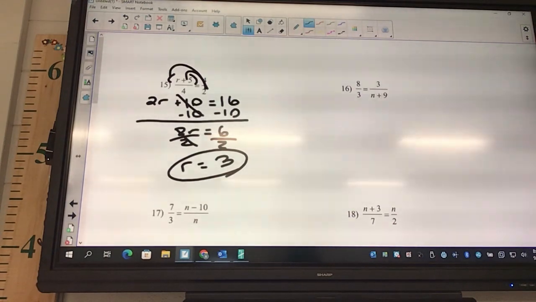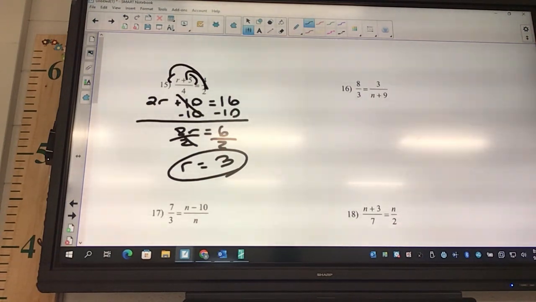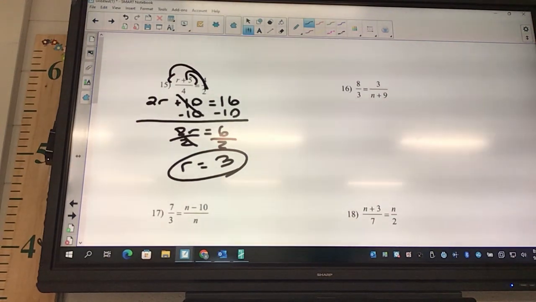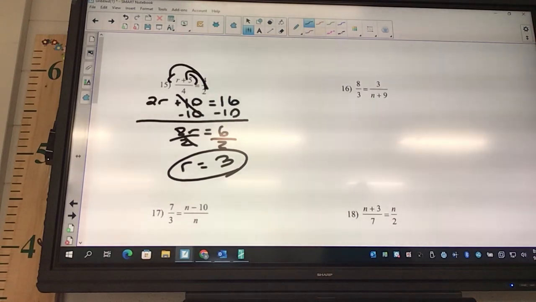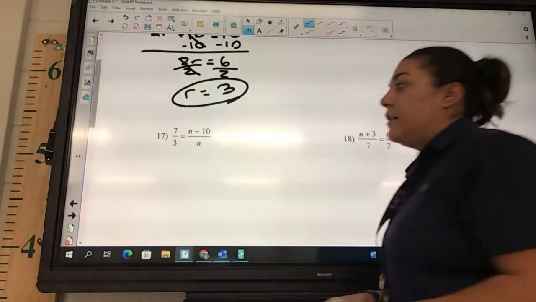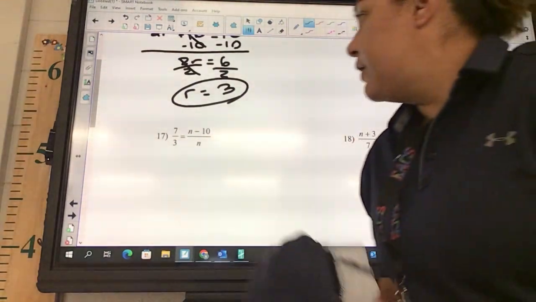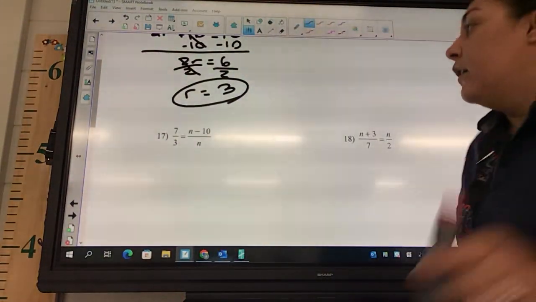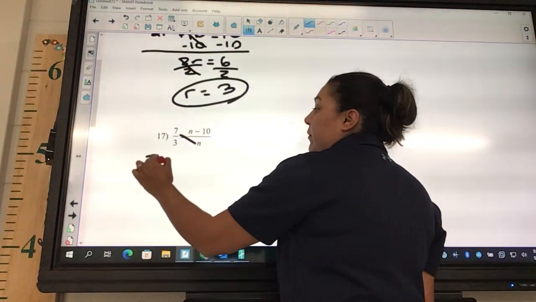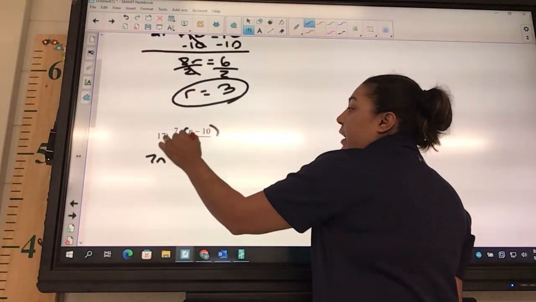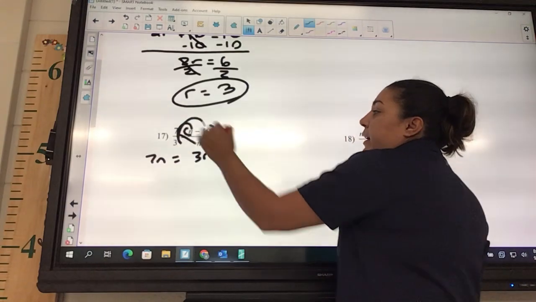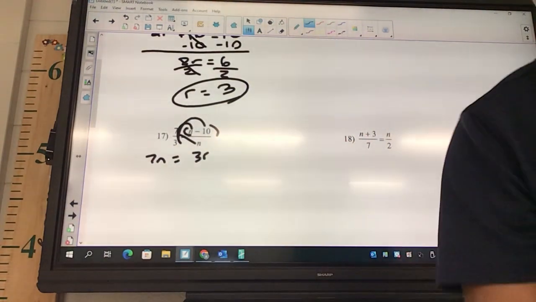Okay, so those are all the 2 steps. Okay, 17 and on is going to be considered multi-step. Okay, so I got 7 times n, 7n. Okay, 3 times n, 3n, and then 3 times negative 10, negative 30.